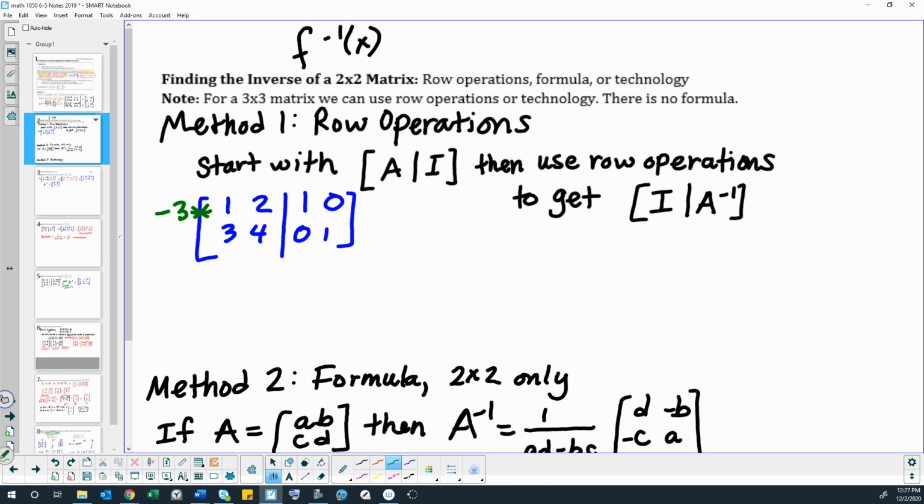Yeah, multiply the top by -3 temporarily, and then we're going to add it to this one here, right? Okay. So -3 times 1 is -3 plus 3 is 0. -3 times 2 is -6 plus 4 is -2.